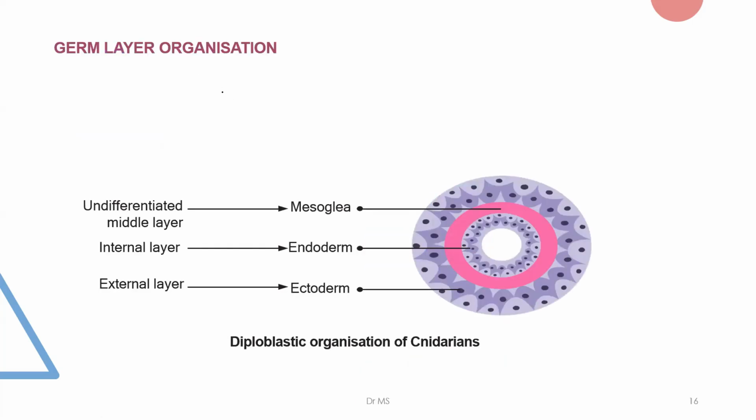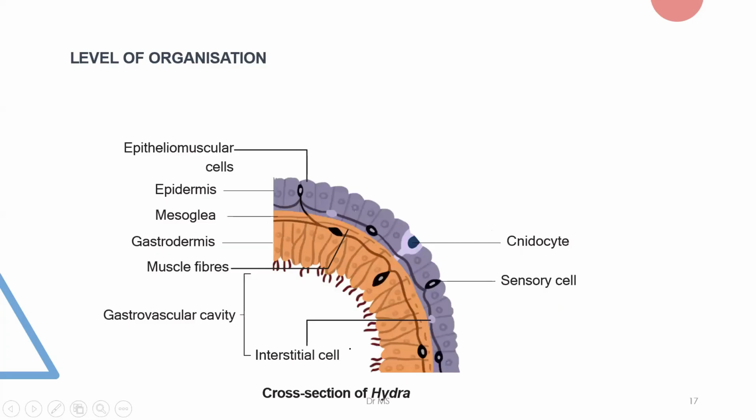Next one is the germ layer organization. Which level of organization do they show? Diploblastic. Okay, that means they contain two germ layers: the ectoderm layer and the endoderm layer. But in between the ectoderm and endoderm layers, they have an undifferentiated middle layer. The word is very, very important. There is an undifferentiated middle layer, which is known as the mesoglea. So these organisms will show the diploblastic nature. And as for the level of organization, they will show the tissue level of organization.